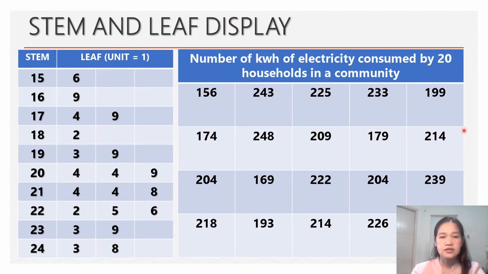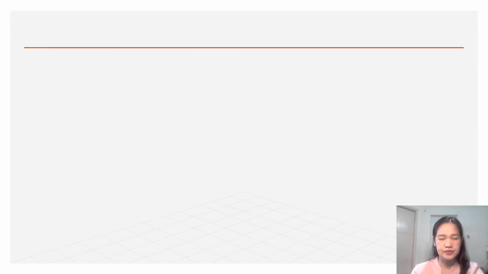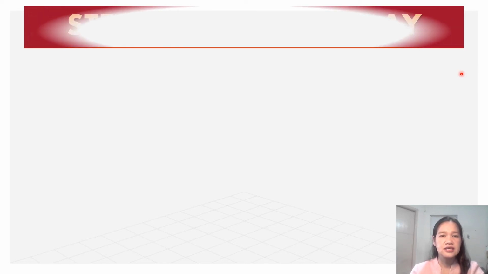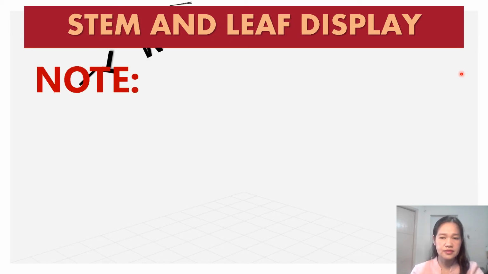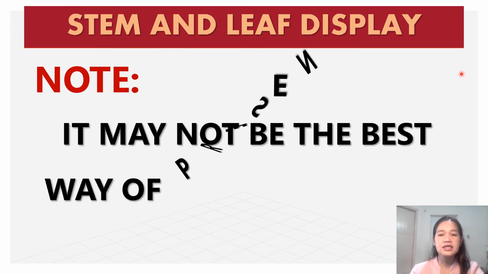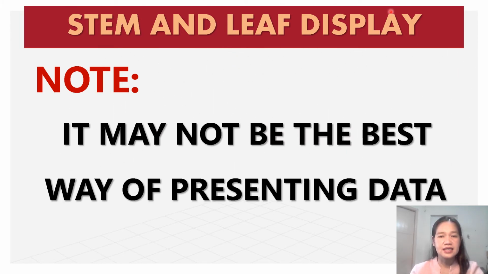So this is now the stem, and under these columns is the leaf, wherein 1 unit is equal to the number 1, or 1 item. When the data set has a large number of observations, take note of this, that the stem and leaf display may not be the best way of presenting data.